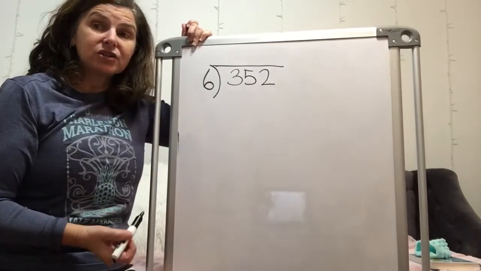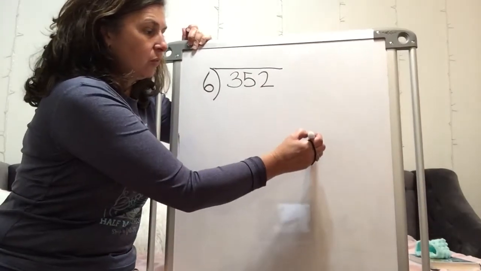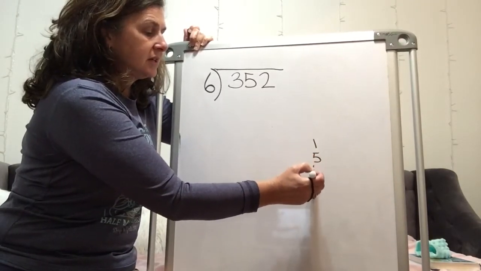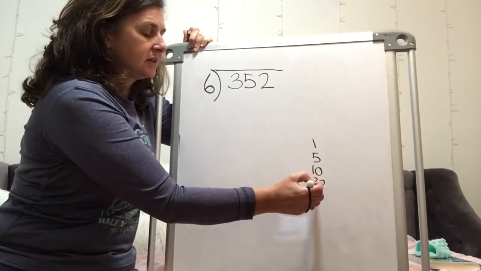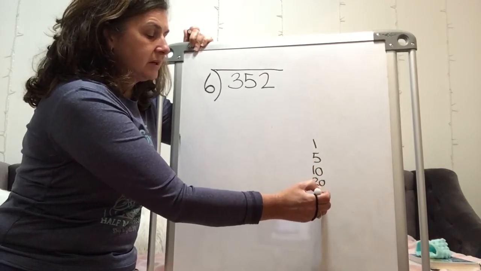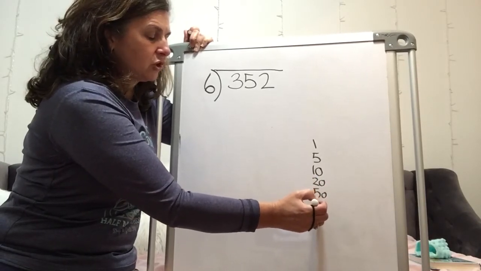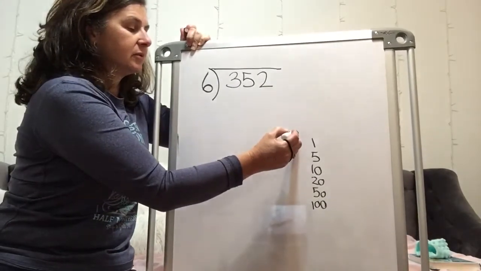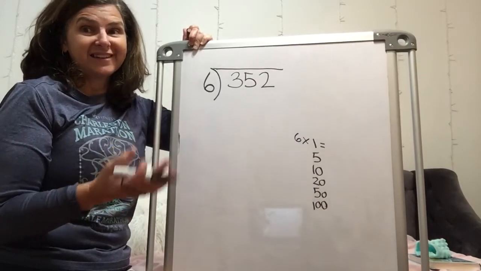The first thing I've got to do is make my bank. And so I think in terms of money. We've got $1 bills, $5 bills, $10 bills, $20 bills, $50 bills, and $100 bills. I'm not going to go much larger than that because I don't really think I need to. And then we take our divisor and we say 6 times 1 we know is 6.